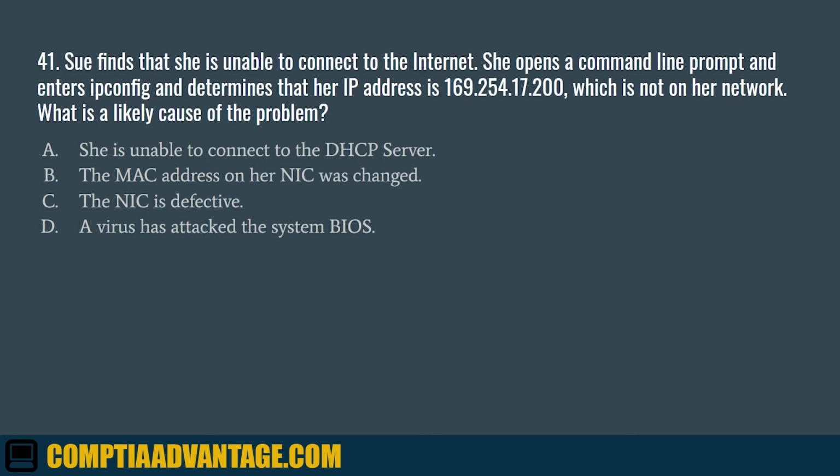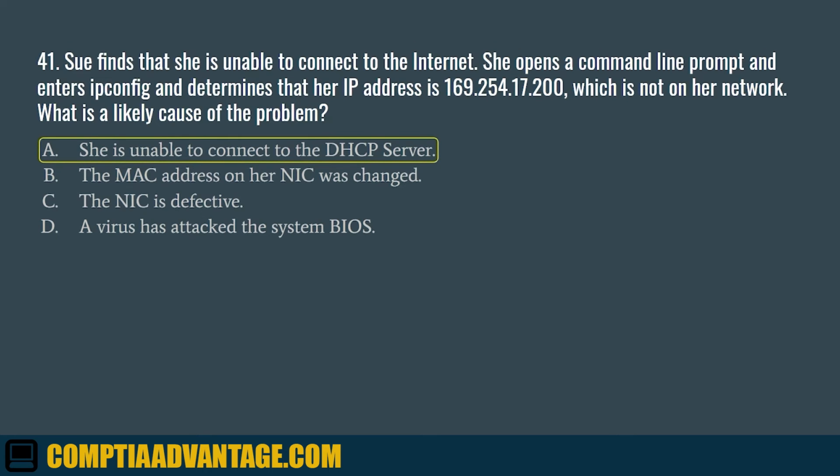Question 41. Sue finds that she is unable to connect to the Internet. She opens a command line prompt and enters ipconfig and determines that her IP address is 169.254.17.200, which is not her network. What is a likely cause of the problem? A. She is unable to connect to the DHCP server. B. The MAC address on her NIC was changed. C. The NIC is defective. D. A virus was attached to the system BIOS. The correct answer is A.